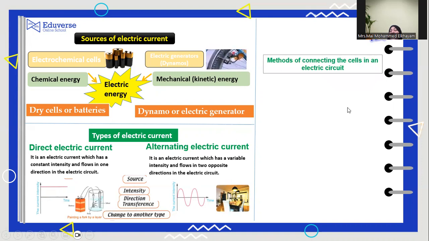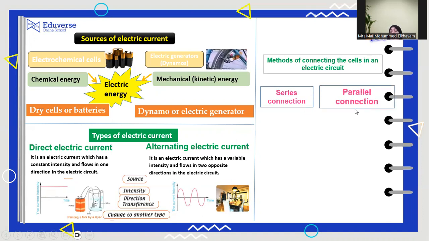Methods of connecting the cells in an electric circuit. How can we connect the electrochemical cells to form a battery? It may be in a series connection or a parallel connection. In series connection, as you can see, the negative pole of one cell is connected to the positive pole of the next one, and the negative pole of the second will be connected to the positive pole of the third, as you can see here.